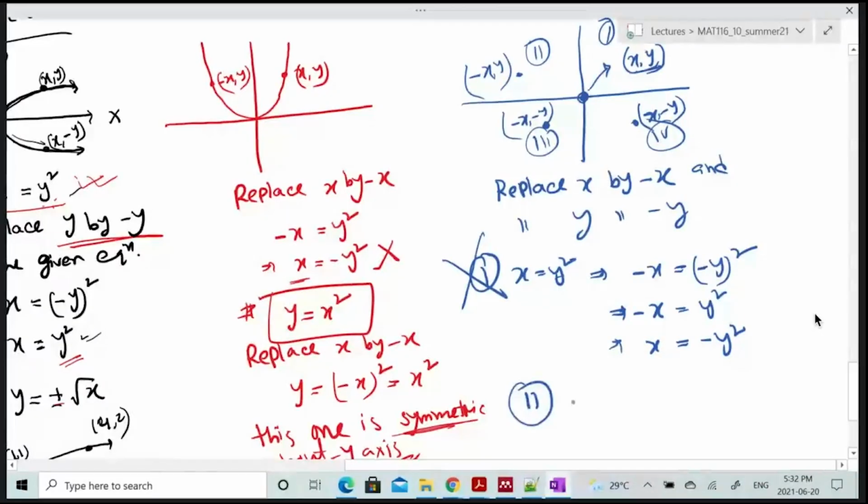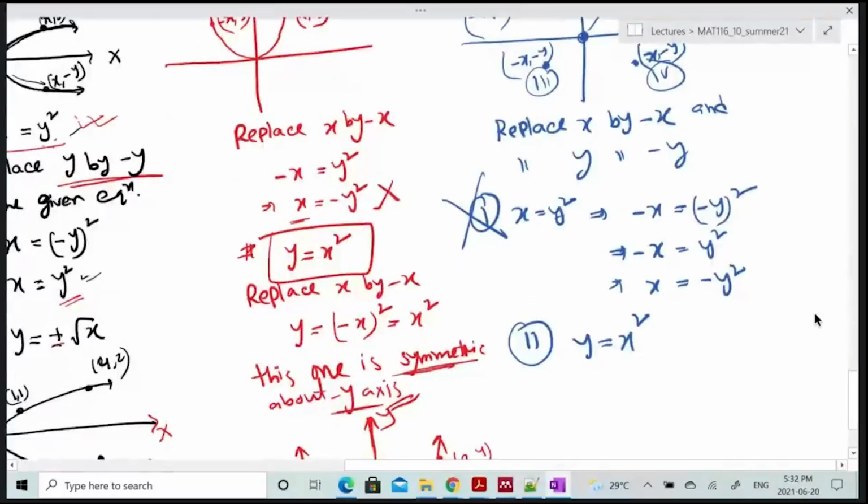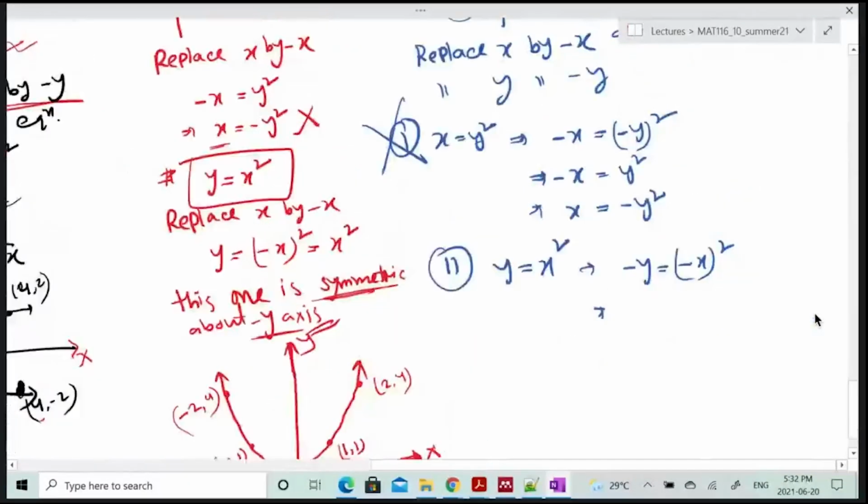The second one we did was y equal to x squared. Is this going to be symmetric or not? We replace y by minus y and x by minus x. So we will have minus y equals x squared, which means y equals minus x squared. It's not going to be symmetric either. So none of them is symmetric about origin.